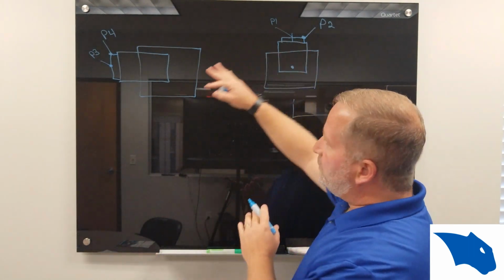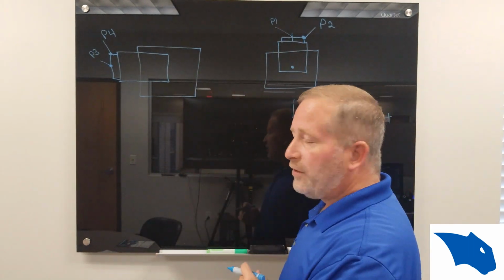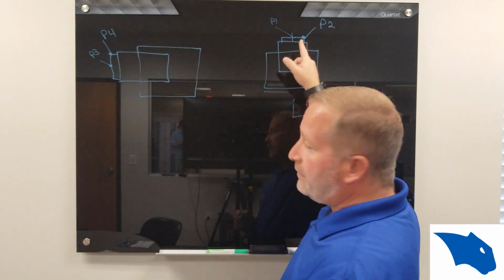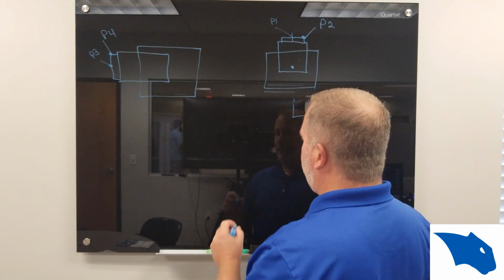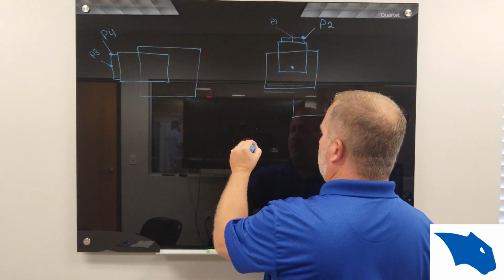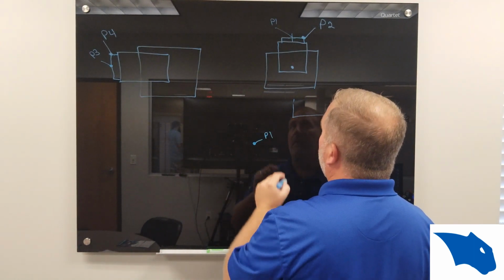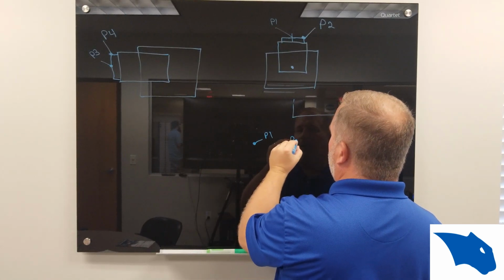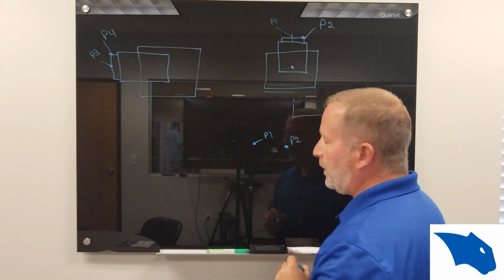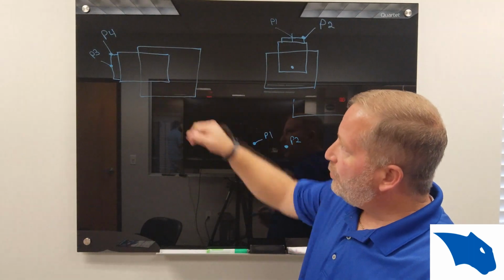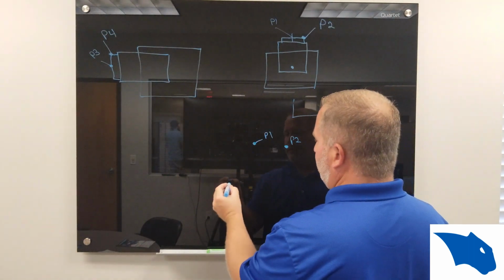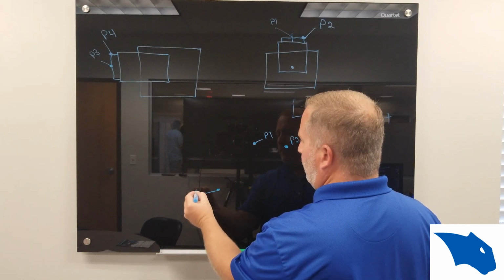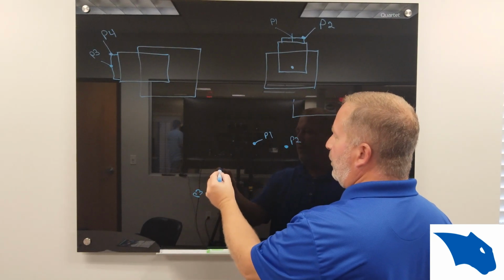After we have those point locations, you want to go to a CAD-CAM system, and you're going to plot the point locations for P1 and P2. And then plot the point locations for P3 and P4.